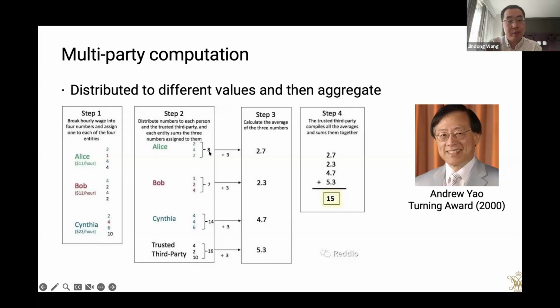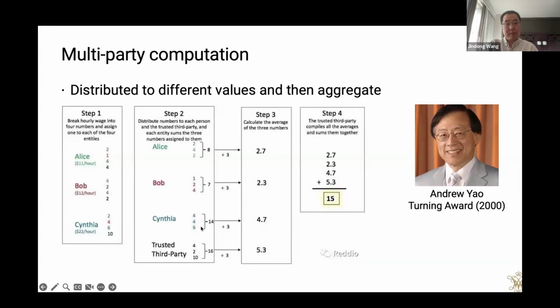So the sums are 8, 7, 14, and 16. So you get the average for Alice, average for Bob, average for Cynthia, and average for the delegate. And then you just simply sum these averages to get the final average of 15. If you do the math, 15 is literally the average of 11, 12, and 22. So this is the very, very easy pipeline of how you conduct a multi-party computation.